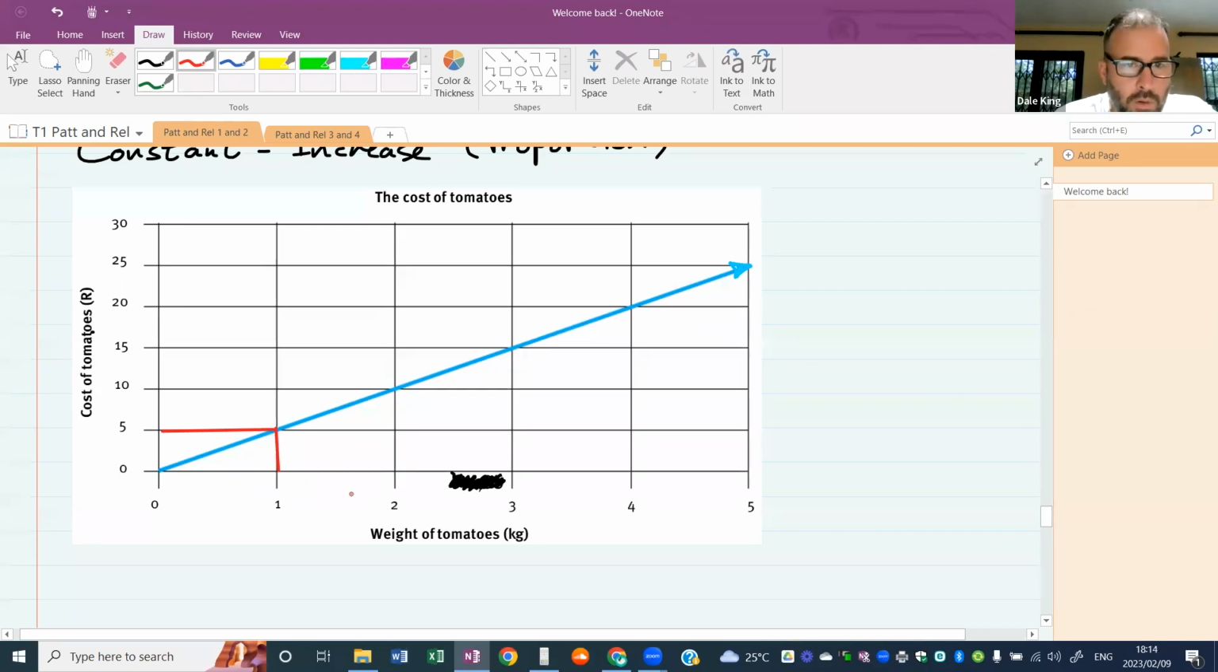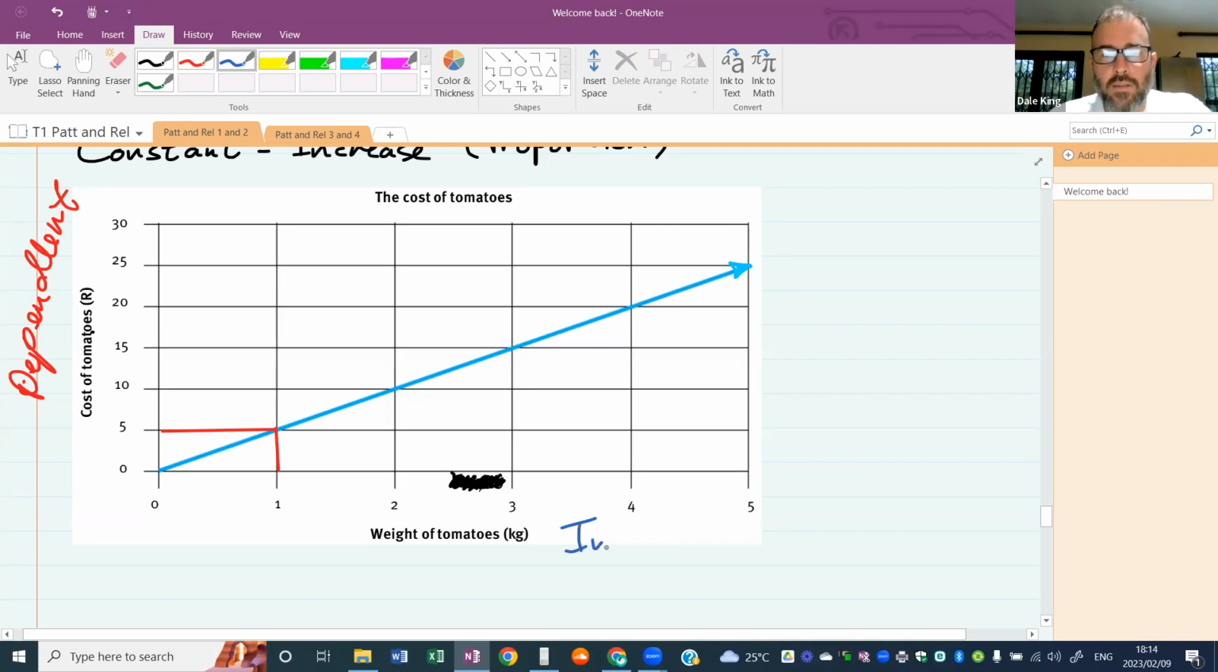So if you go up from your x-axis on the number 1 and you touch the blue line and then start going horizontally towards the y-axis, you will work out what the cost is for 1 kilogram of tomatoes. Okay, so the cost of tomatoes will increase as the weight of tomatoes increases. So there's a relationship. The cost depends on the weight. So the cost is the dependent, and the tomatoes are independent.